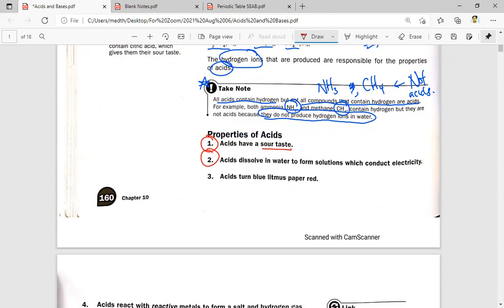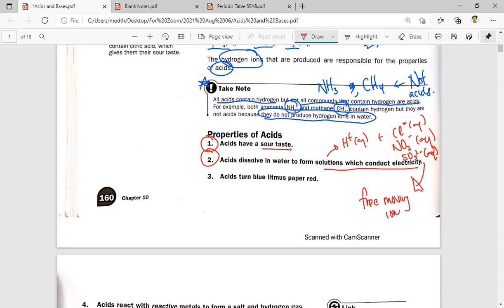Next, acids dissolve in water to form solutions which conduct electricity. Why are the solutions able to conduct electricity? Because in solution form, you have H plus aqueous, and you have Cl minus aqueous, or NO3 minus aqueous, or SO4 2 minus aqueous. So when you have acids dissolved in water, they actually produce free moving ions, which can help to conduct electricity.